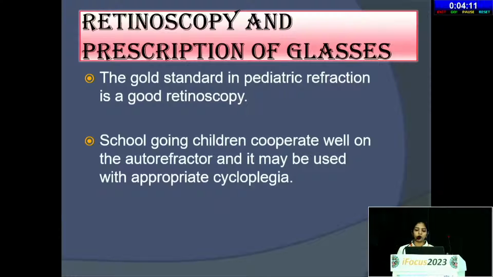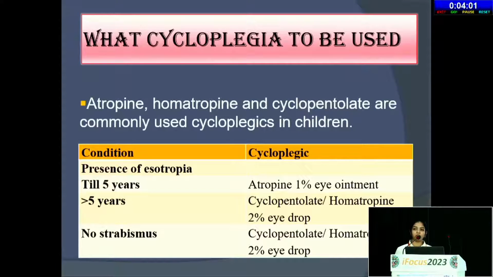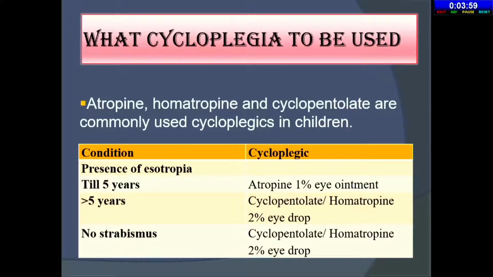Even although school-going children cooperate on the autorefractors also, so it can be used with proper and appropriate cycloplegia. So which cycloplegics to be used? Mainly atropine, cyclopentolate, and homatropine are commonly used cycloplegics. Here are the conditions. If the child has esotropia and if the child is less than 5 years old, atropine is used, which is the strongest cycloplegic.